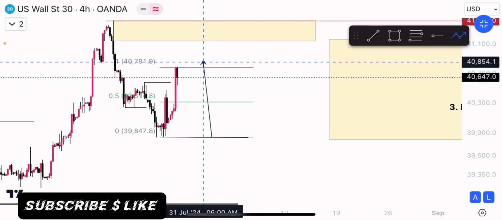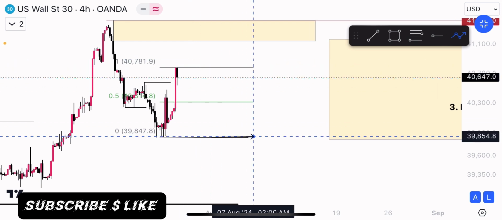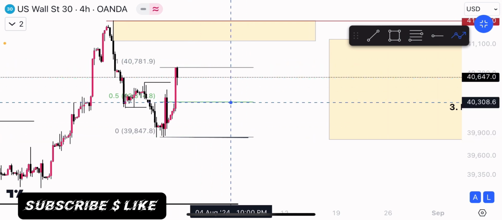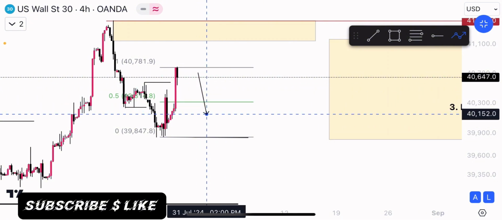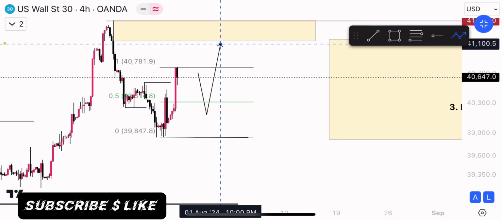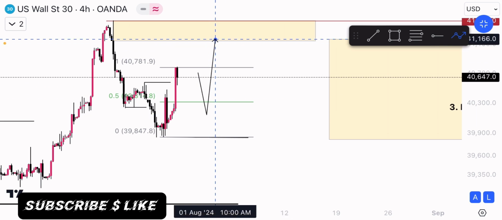So right now we're expecting a trade. We're expecting this market to push below this price level before we will be interested in any buys. So that's what we're basically waiting for right now.